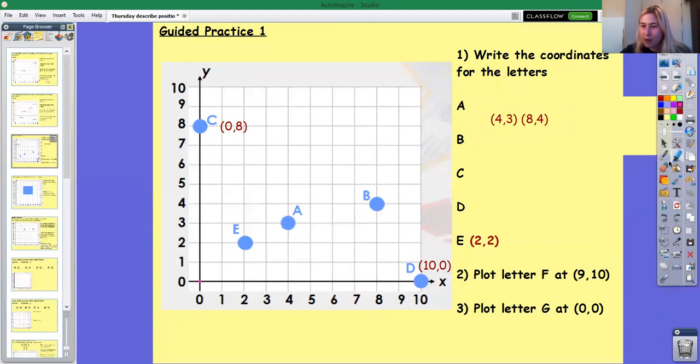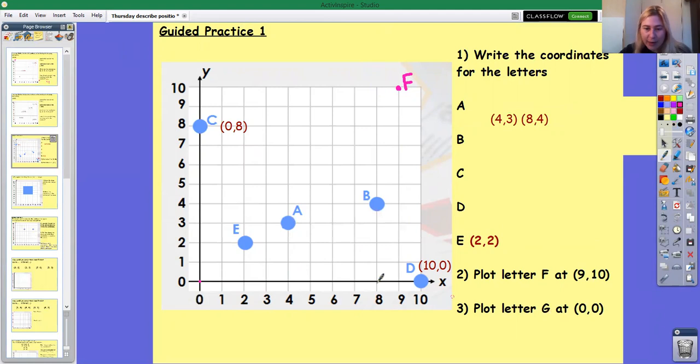Okay, finally, we need to plot letter F at 9, 10. So I need to go along to 9 on the x-axis and up to 10 on the y-axis, sorry. So letter F would be on the edge of our coordinate grid, which is fine. We can have coordinates on the edge. We could even have coordinates going further up, couldn't we? We just need to extend our axis.